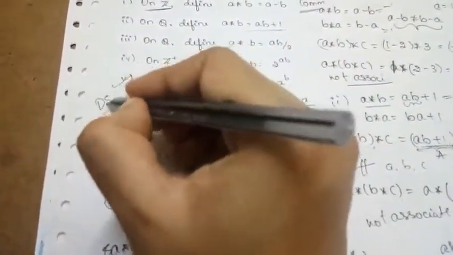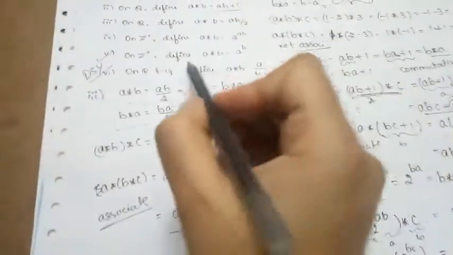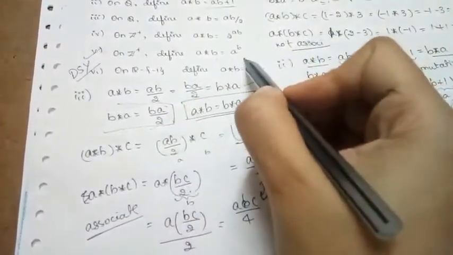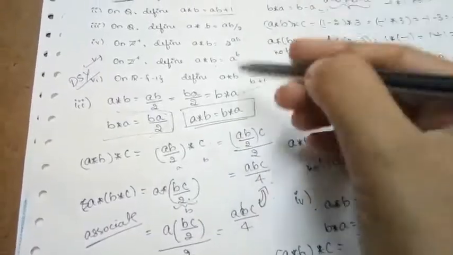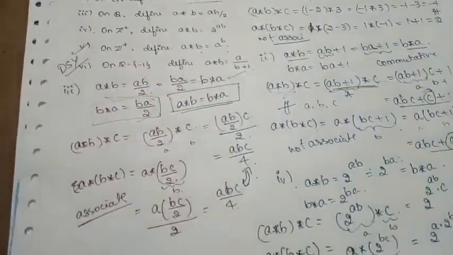Similarly, you can check it by yourself for the fifth one and sixth one. So this is for yourself, a do it by yourself part. You can check whether the given operation is commutative or not, associative or not for both of them.